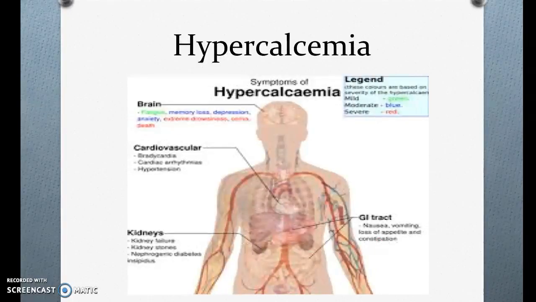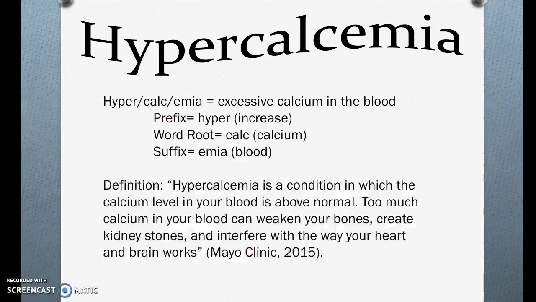Next, I'll be talking about hypercalcemia. Hypercalcemia is made up of a prefix, word root, and suffix, and it means excessive calcium in the blood. A definition: hypercalcemia is a condition in which the calcium level in your blood is above normal. Too much calcium in your blood can weaken your bones, create kidney stones, and interfere with the way your heart and brain work.